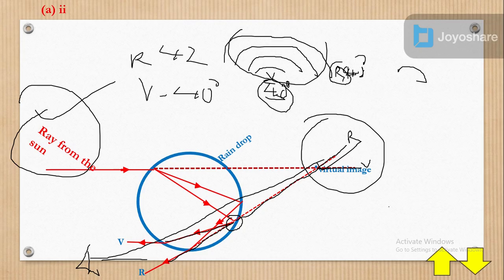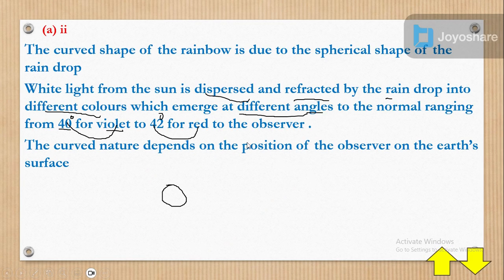Now what does it mean? It means that from red you have orange. Orange is again very small, maybe 41.5 degrees, like that. So the variation in their angles brings about that curvature because they have different angles. Please, you have explained that here. We say that white light from the sun is dispersed and refracted by the raindrop into different colors.